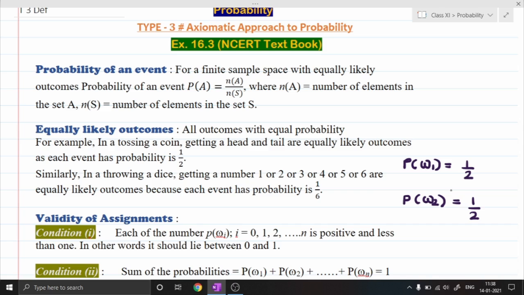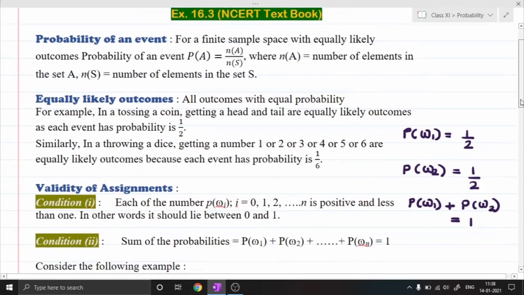Similarly, now if I add PW1 plus PW2, if I add both of them, then the sum of these two assignments will be equal to 1. So here we can see that condition number 2 is also applicable, because whatever outcomes are possible under that event, we have added all the outcomes, and the sum of all the outcomes, or we can say the probabilities, is coming equal to 1.